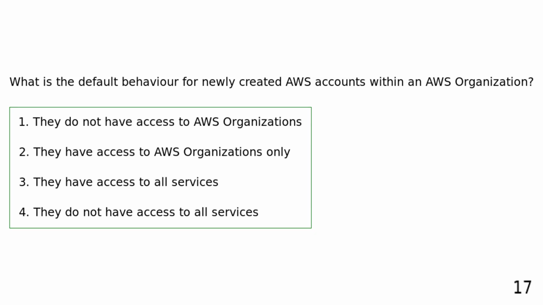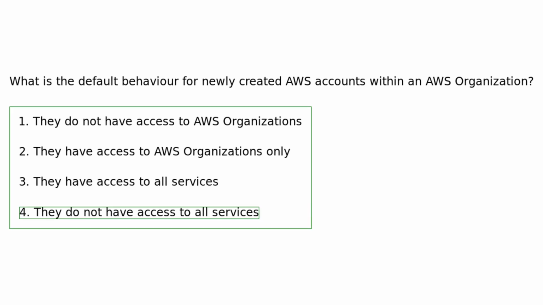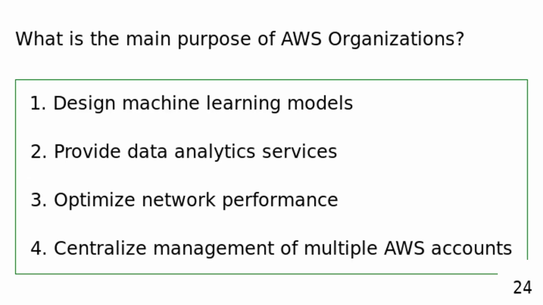They do not have access to AWS Organizations. They have access to AWS Organizations only. They have access to all services. They do not have access to all services. By default, newly created AWS accounts within an AWS organization do not have access to all services and resources. What is the main purpose of AWS Organizations?